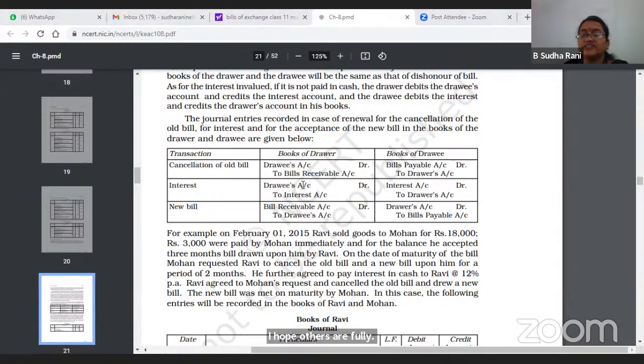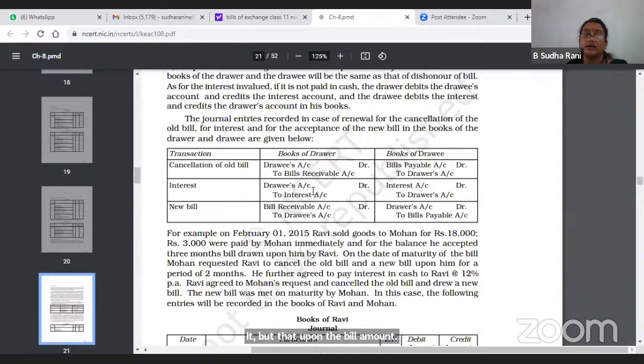After writing the first 3 entries, that is entry for sales, entry for bill accepted, and entry for dishonor. In case of renewal of the bill, instead of writing dishonor of the bill, you must write cancellation of the old bill. After writing that, the next entry in both the books will be for interest, whatever is charged by the drawer upon the bill amount. Okay, the interest will be written.